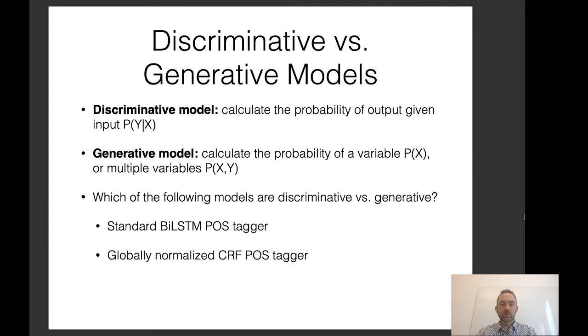What about a globally normalized CRF-based part-of-speech tagger? This is actually still a discriminative model because it's calculating the global probability of the sequence y, but it is still globally calculating the conditional probability. A language model, on the other hand, is calculating the probability of an input sentence, so this would be classified as a generative model.